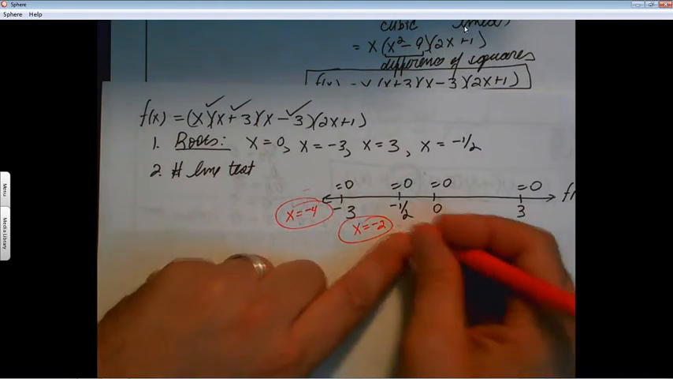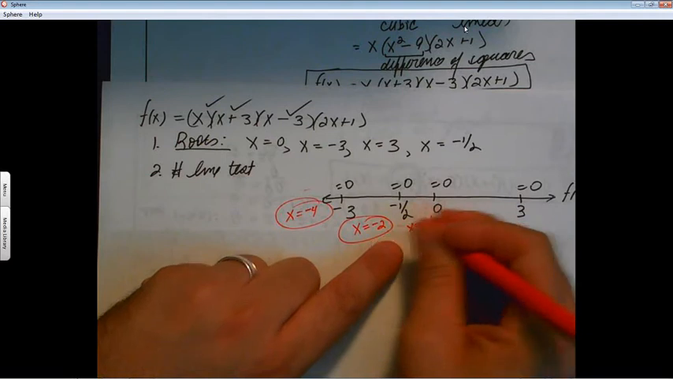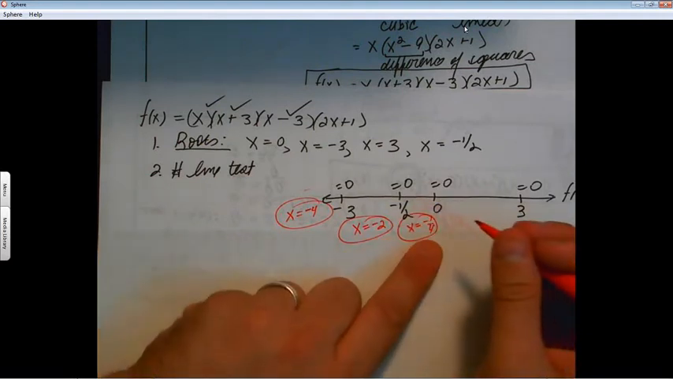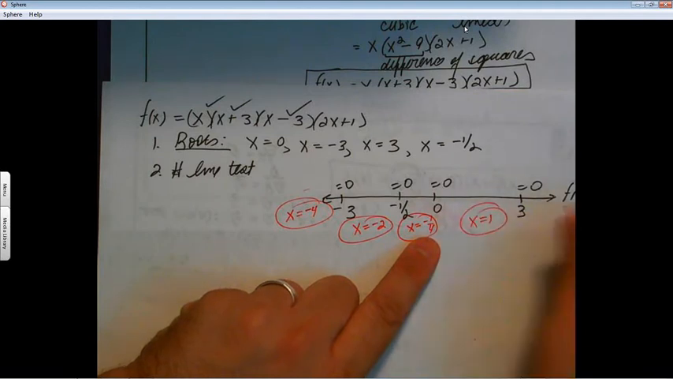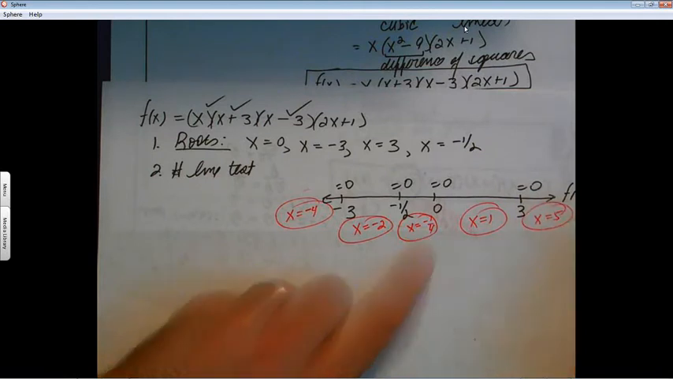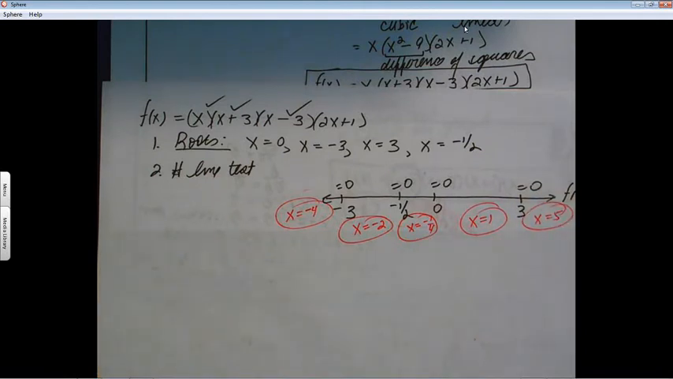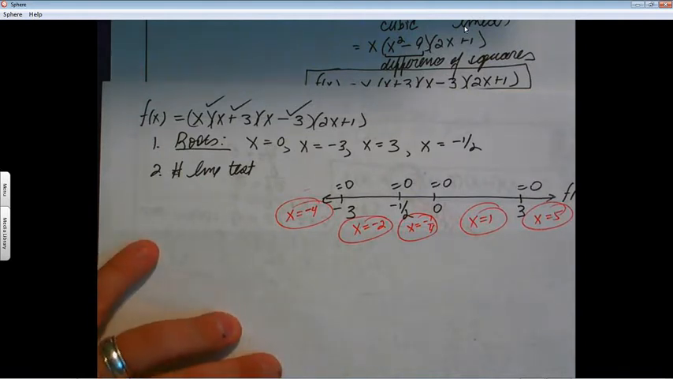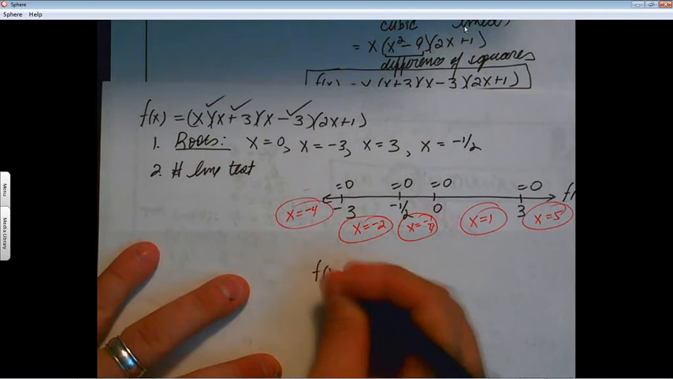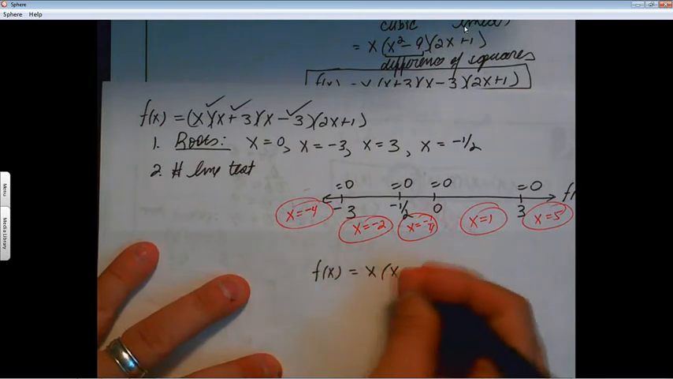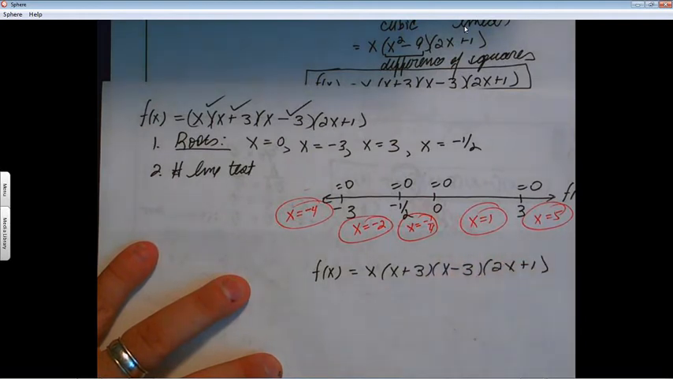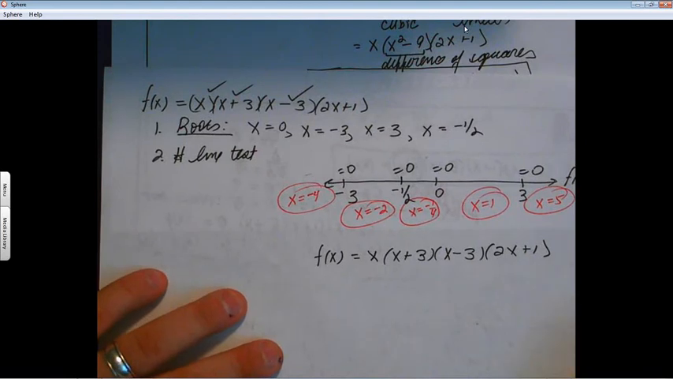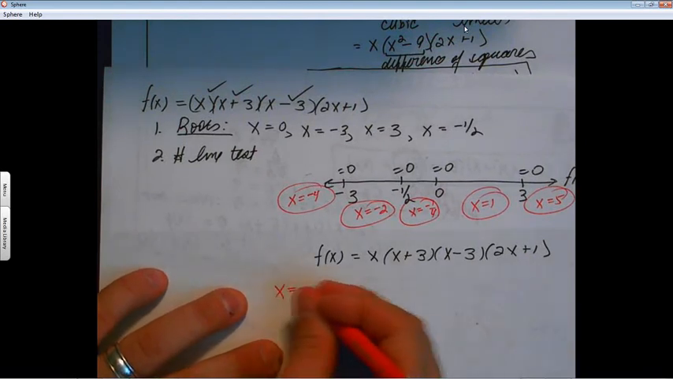To do this, what we do is we select test points in each interval. So for example, x equals negative 4 would be a test value in this interval. You don't have to use negative 4. You could use any value that you want to the left of negative 3, but I'm going to choose negative 4. Between negative 3 and negative 1/2, let's say negative 2. Between negative 1/2 and 0, well, there we're going to be stuck with a fraction. We'll have to use negative 1/4 maybe. Between 0 and 3, I'm going to use x equals 1. And to the right of 3, I'm going to say x equals 5.